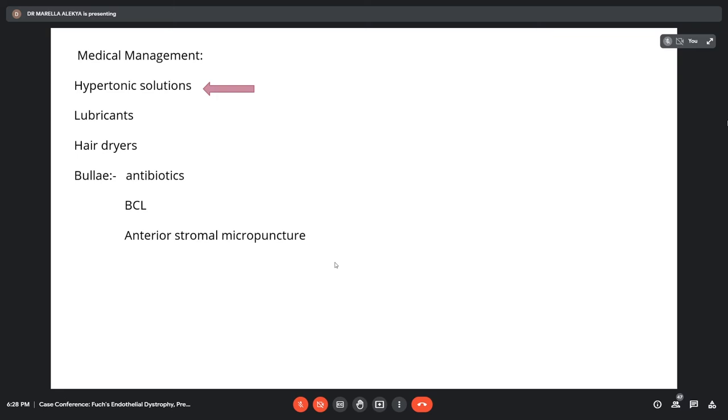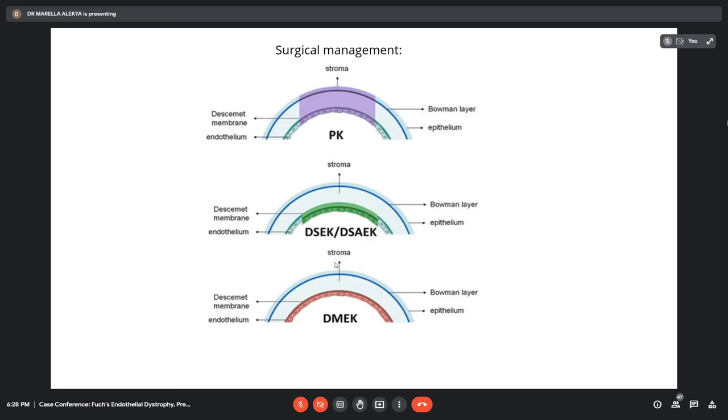Coming to surgical management, penetrating keratoplasty was initially done. In this, the entire corneal tissue is replaced, and now we are doing DSEK and DMEK. In DSEK, posterior stroma and Descemet membrane are replaced, and in DMEK, only Descemet membrane is replaced.